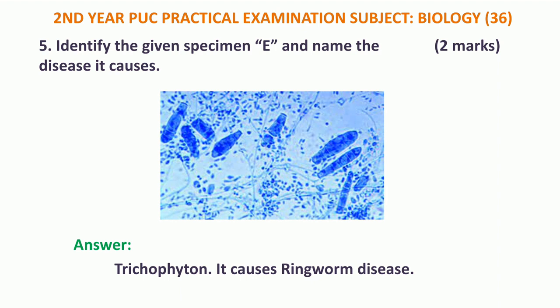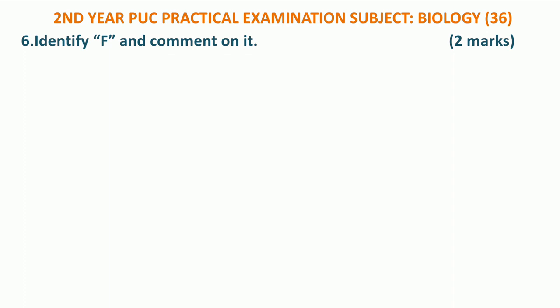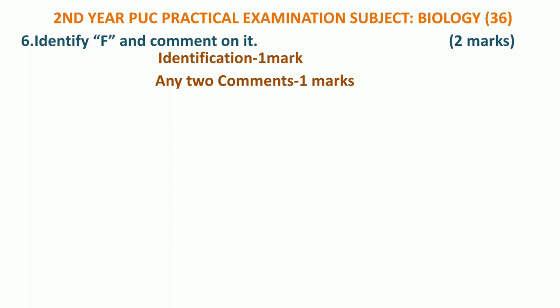For the 5th question, you should write the scientific name, it carries 1 mark, and the name of the disease, it carries 1 mark. Question number 6: identify F and comment on it, carries 2 marks. For identification, it carries 1 mark. For any 2 comments, it carries 1 mark.